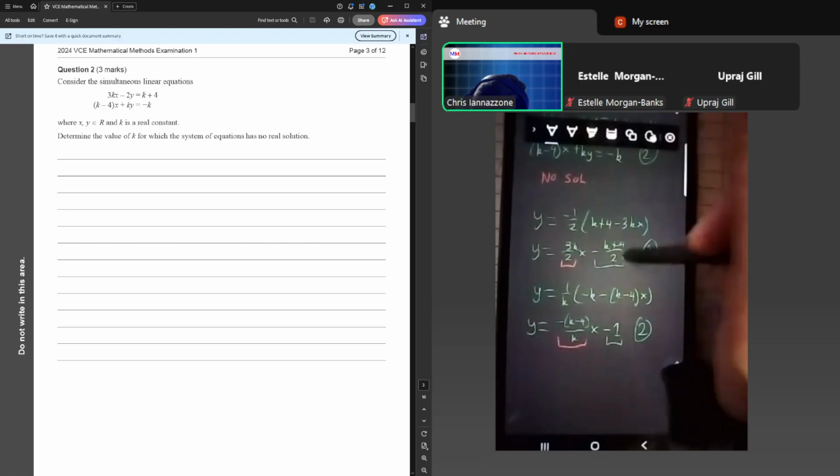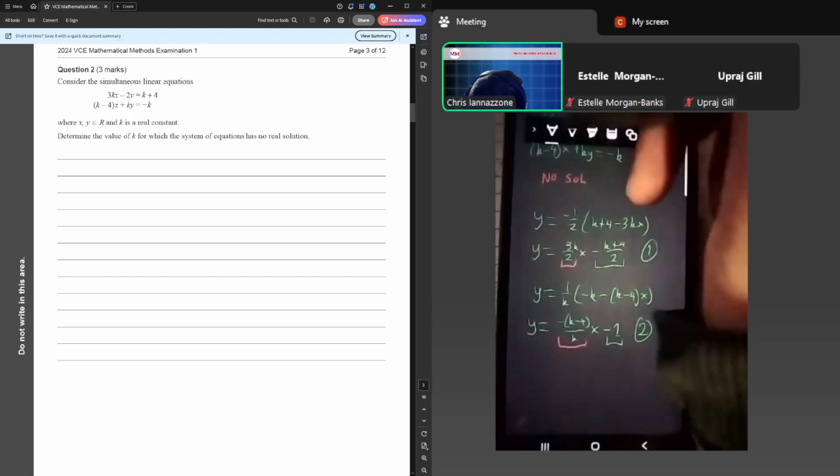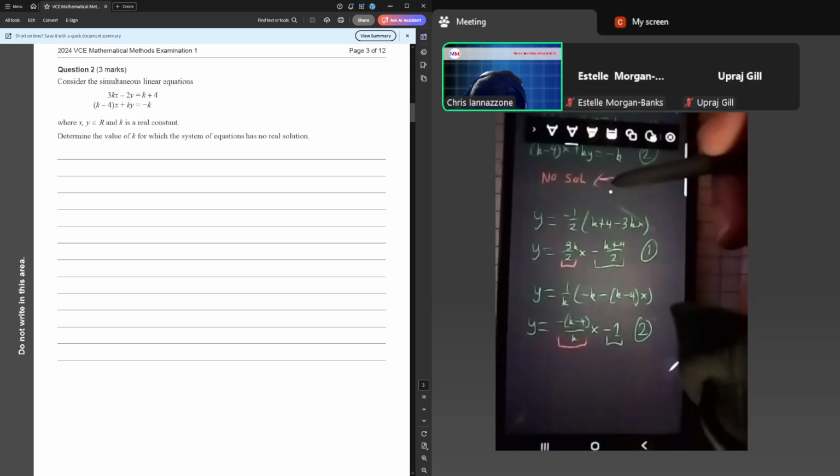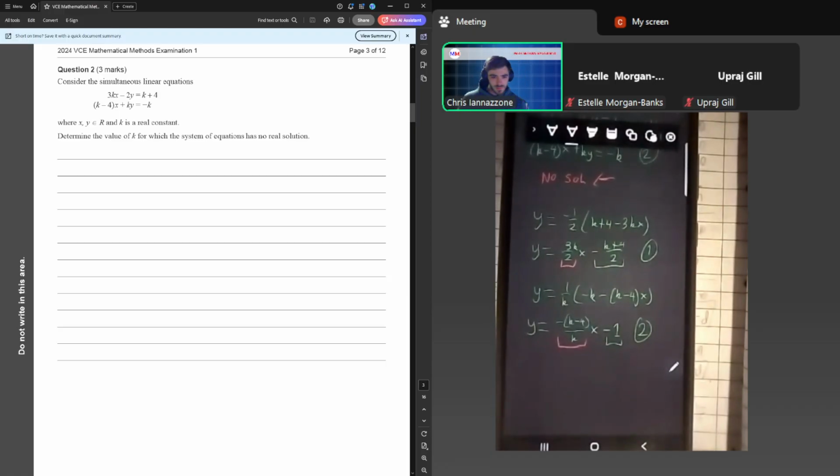Yeah, that's a great idea. So I know where you're going with it. Considering that we're looking for no solutions, what are you trying to achieve by doing that? We want them to not equal each other. Not equal each other? Like the gradient and c to not equal each other, because then they never intersect. Yeah, correct. I'll put a slight nuance on that. Only one of those variables, gradient or y-intercept, which one of those is the only one that actually matters as far as not touching each other? Is it just c?